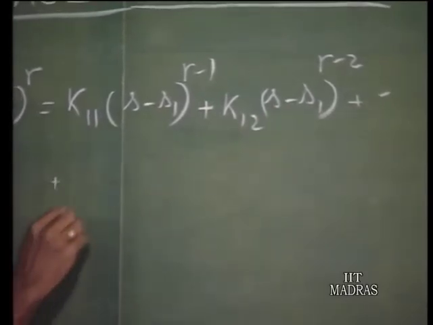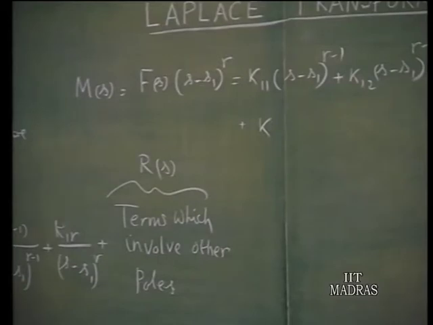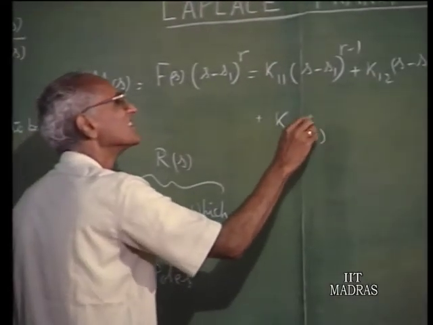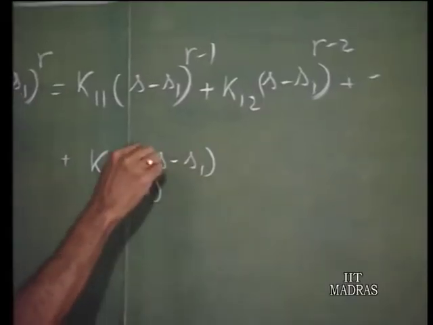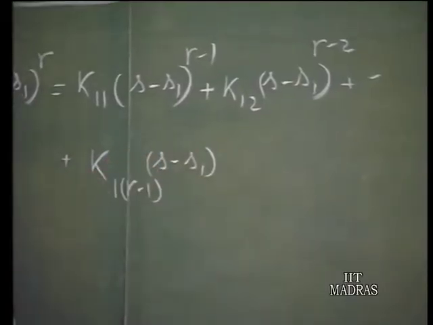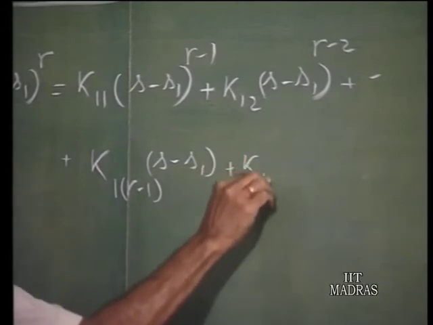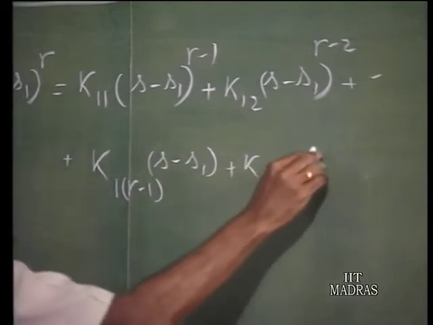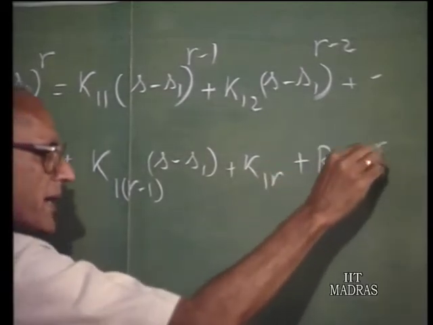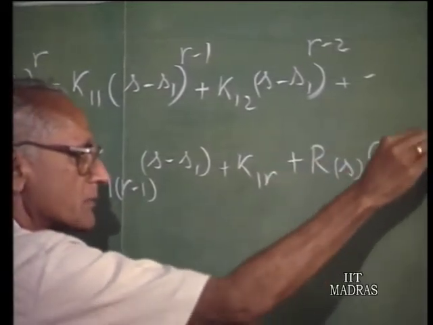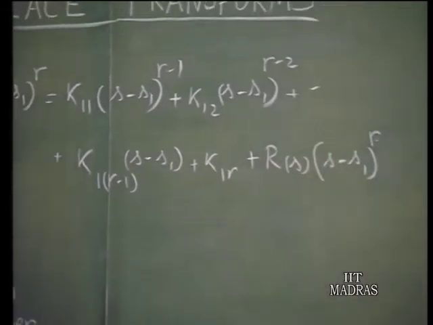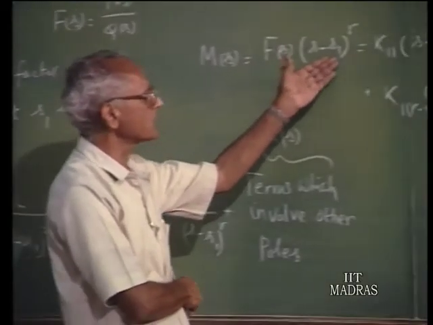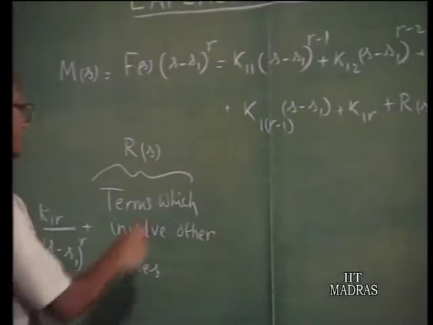plus, finally, the last two terms, k1(r minus 1) times (s minus s1) plus k1r, plus this entire group of terms R(s) multiplied by (s minus s1) raised to the power of r. That is how this M(s) would look. So, every one of these terms is multiplied by (s minus s1) raised to the power of r, and this is what the result is.